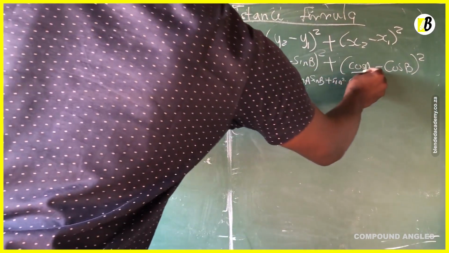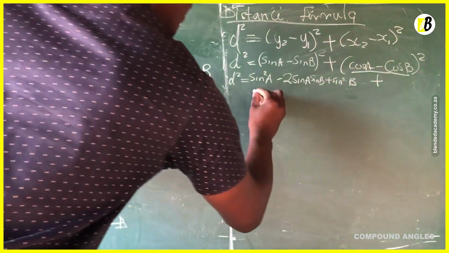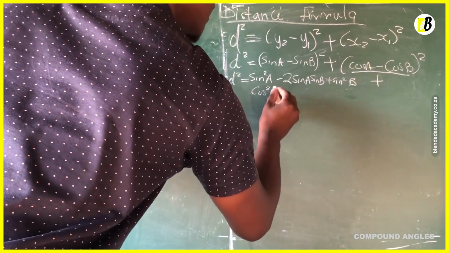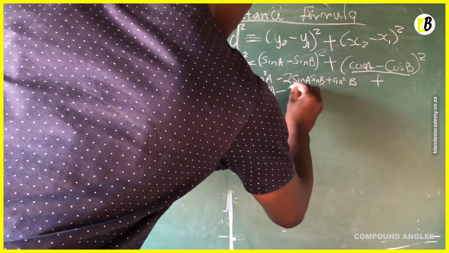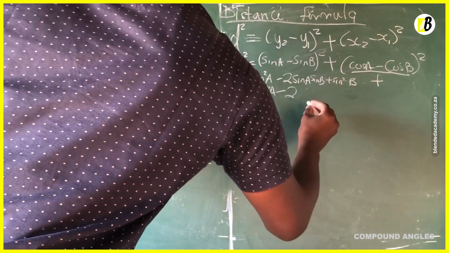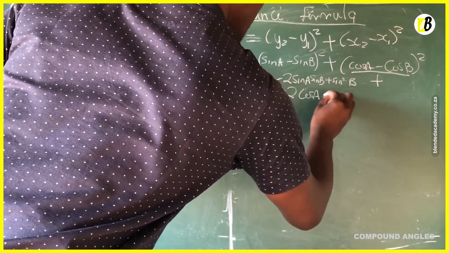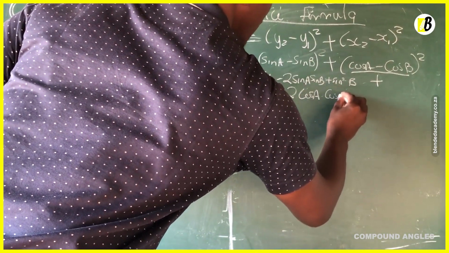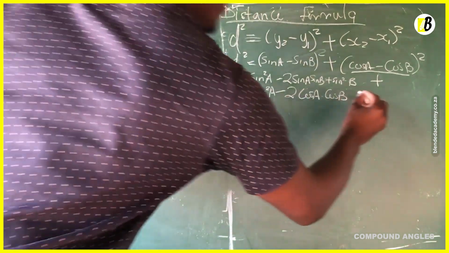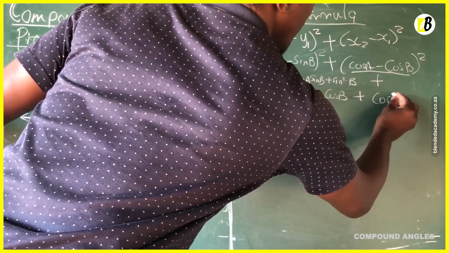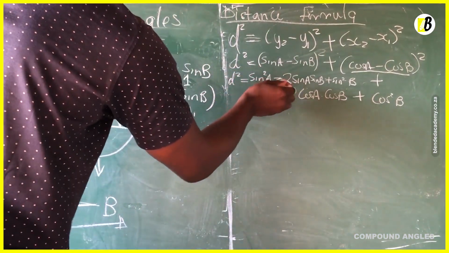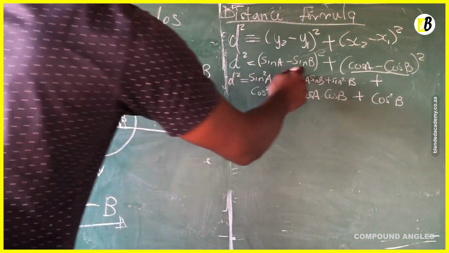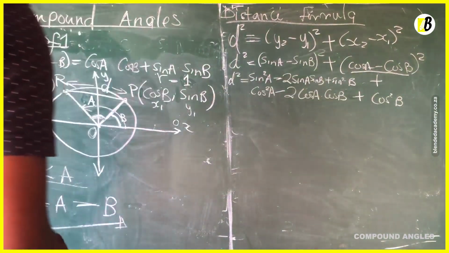Removing the brackets for this part, we're going to have cos squared A minus 2 cos A multiplied by cos B plus cos squared B. You need to note that these are expressions on 2 different lines. So it's a continuation of this expression all the way to the bottom line.